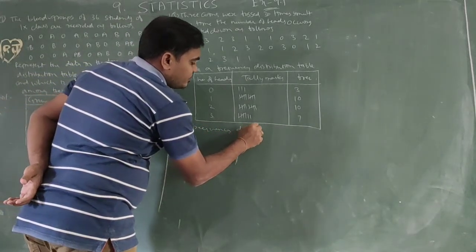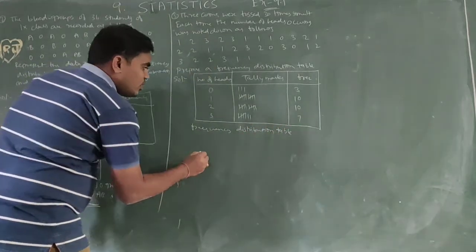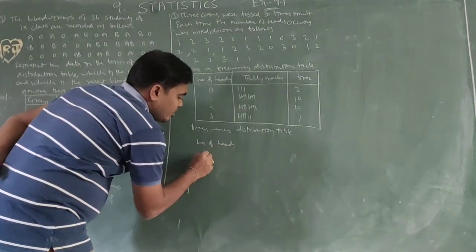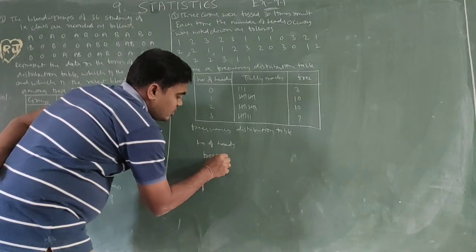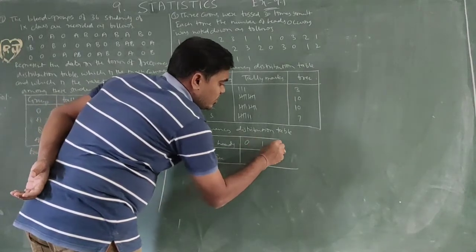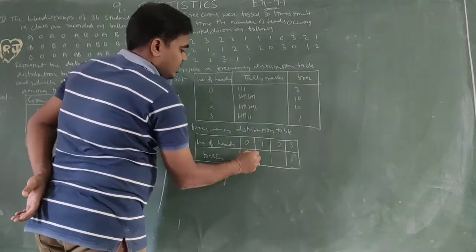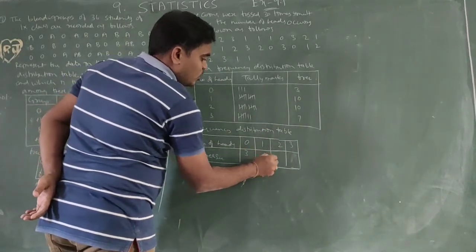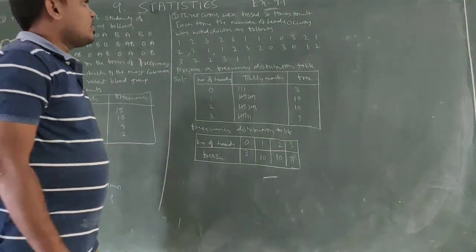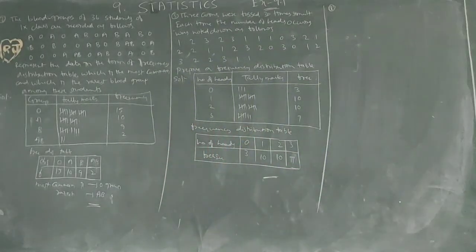So now the frequency distribution table. Number of heads, frequency: 0, 1, 2, 3. So 0 heads, how many times? 3 times. 1 head 10 times. 2 heads 10 times. 3 heads 7 times. So this is the required solution. Next, first question.